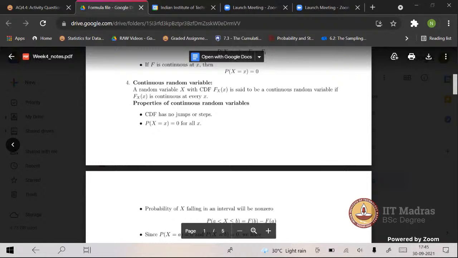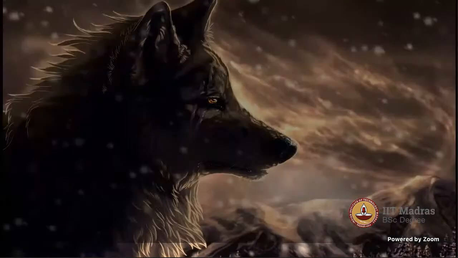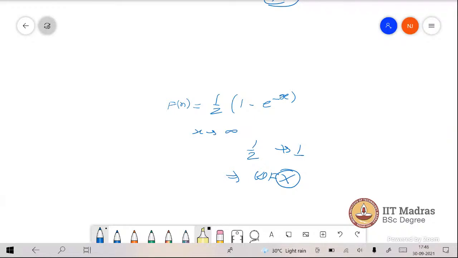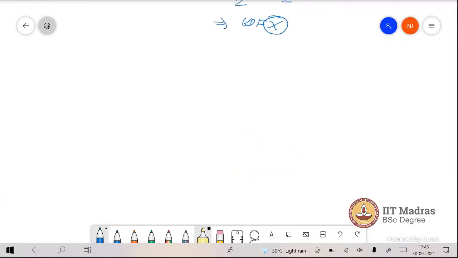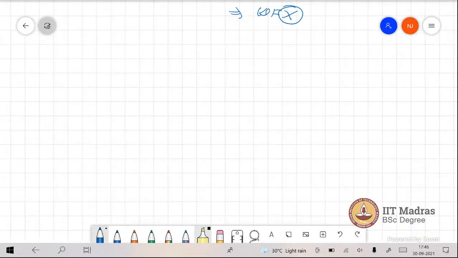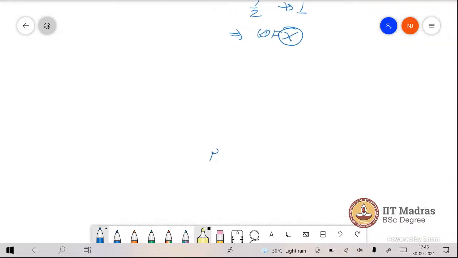Yeah, this is all about the CDF of a continuous random variable. Now let's move to the PDF. So how do you define the PDF? PDF is defined for a continuous random variable, not for a discrete random variable. So this is a probability density function. You differentiate the CDF. So this is how you define the PDF.